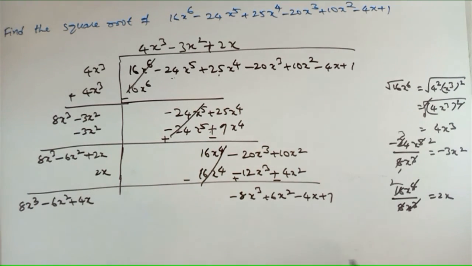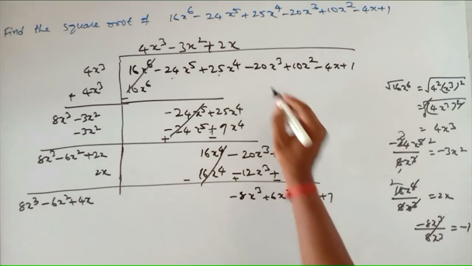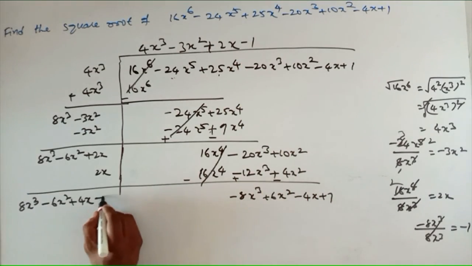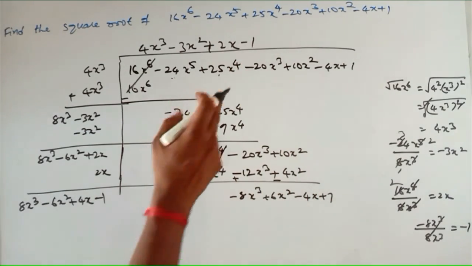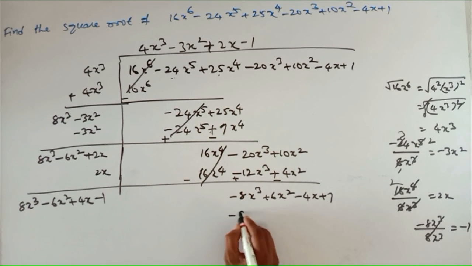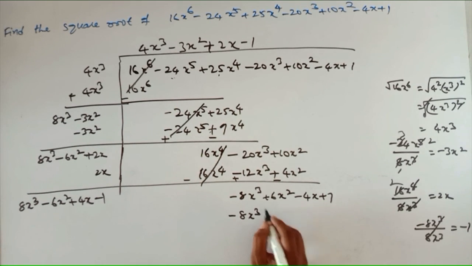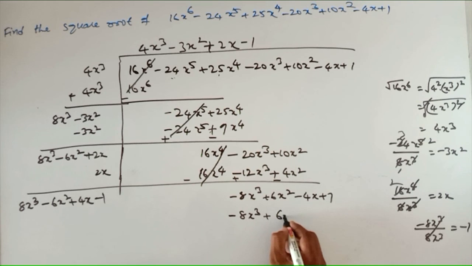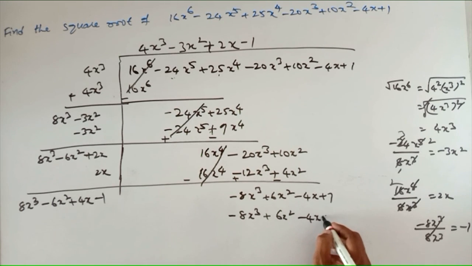Again same way. Minus 8x cube should be divided by 8x cube. So the answer will be minus 1. So I am writing minus 1 here and minus 1 there. Now this total term should be multiplied with minus 1. Minus 1 into 8x cube is minus 8x cube. Minus into minus is plus 6x square. Minus into plus is minus 4x. Minus 1 into minus 1 is plus 1.